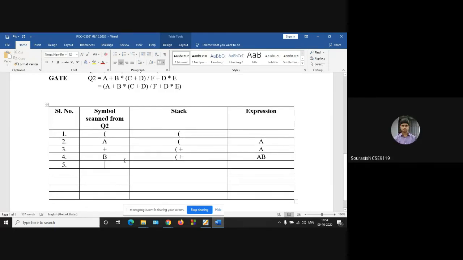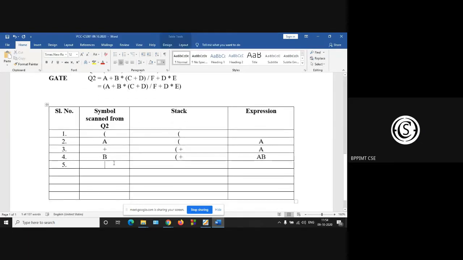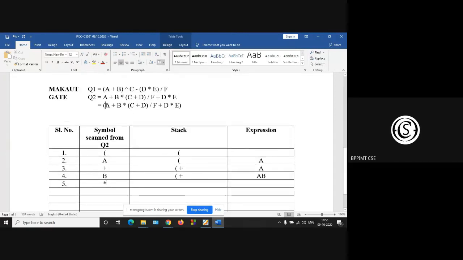No, sir, no problem. Then multiplication. So multiplication is the symbol scanned from left to right. Every time you have to scan from left to right, and if it is an operand, then don't put this operand in the stack, rather in the expression.